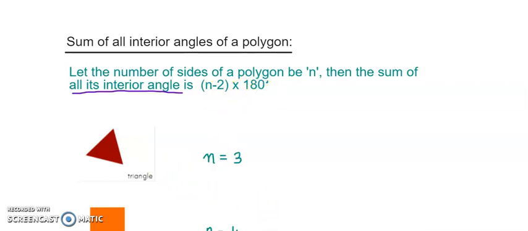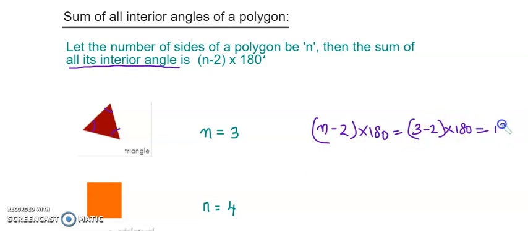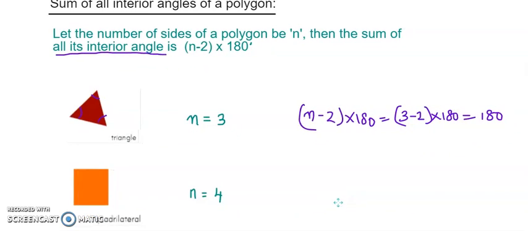So let's start finding the total sum of interior angles of each polygon that we just saw. So triangle. Triangle has how many sides? 3 sides. Which are the interior angles? 1, 2 and 3. Right? So it is n minus 2 multiplied by 180, which is equal to 3 minus 2 into 180, which is going to be simply 180 because 1 into 180. Right? So the sum of all the interior angles of a triangle is 180.